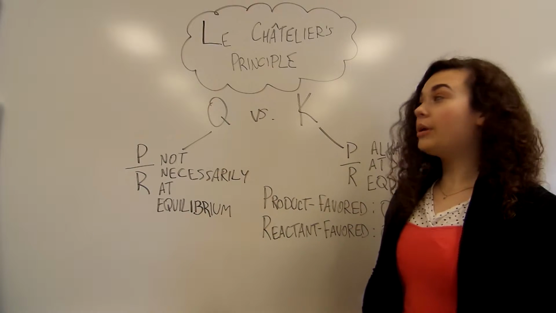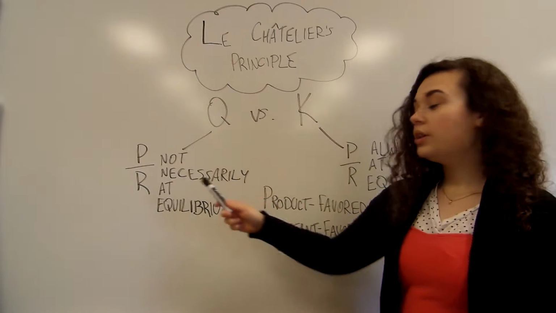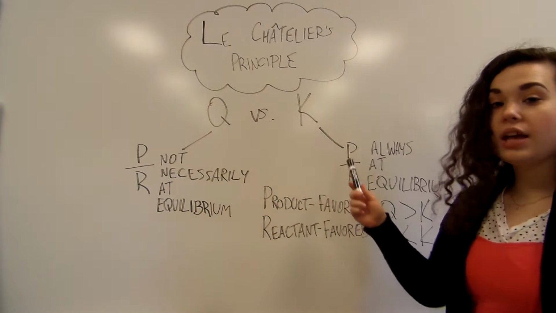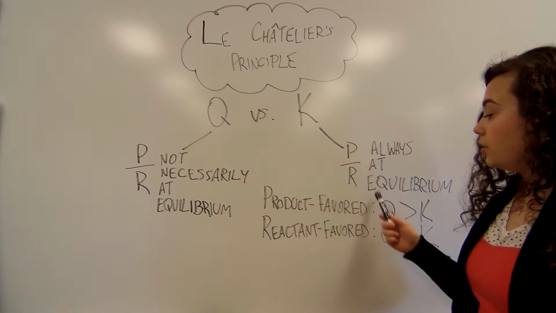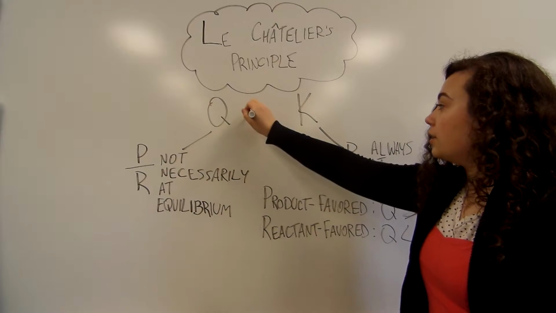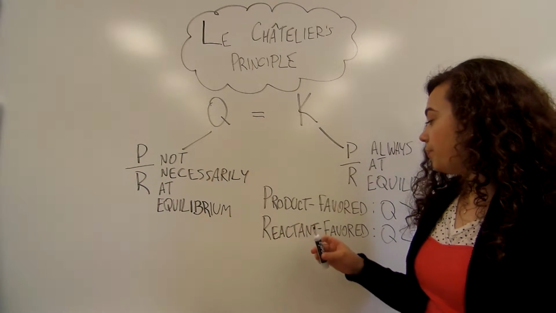So today we're going to learn about Le Chatelier's principle and Q versus K. Q is products over reactants, though not necessarily at equilibrium. And K is also products over reactants, but it's always at equilibrium. So when Q is equal to K, that means that the reaction is at equilibrium.